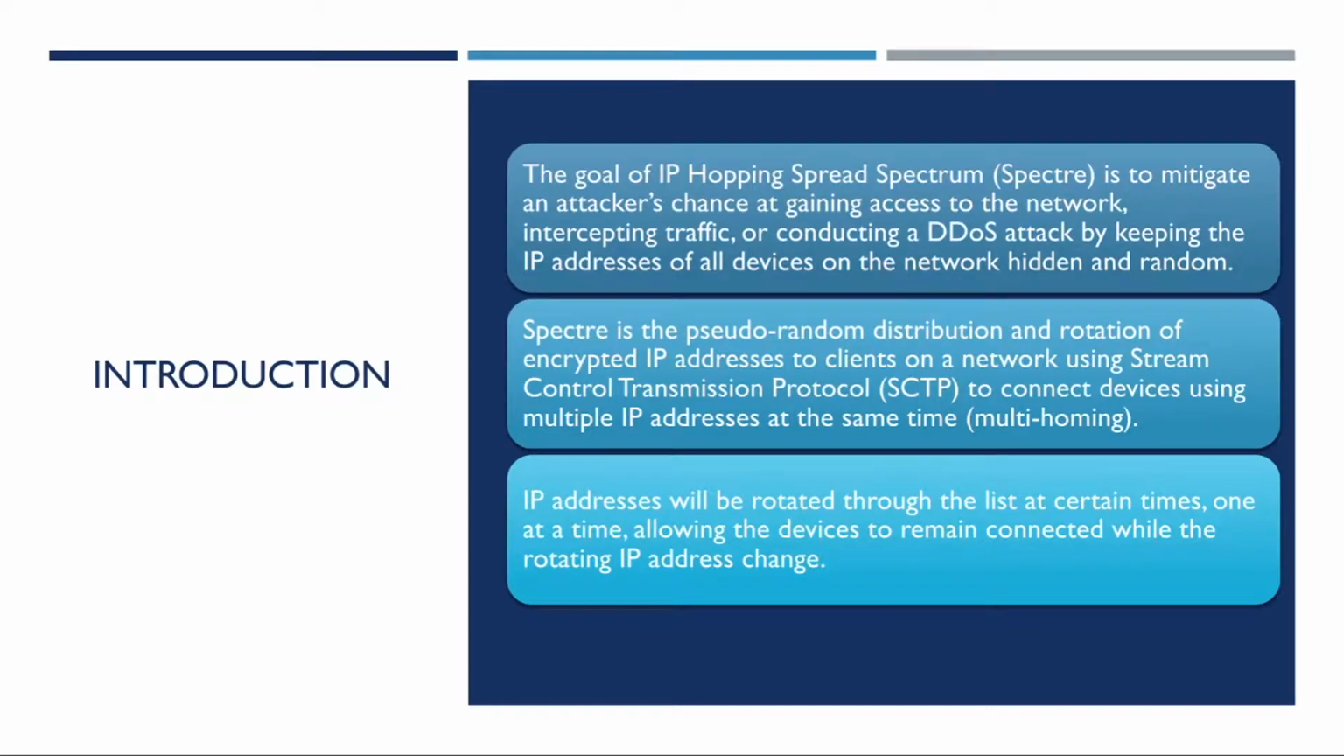This is done by keeping the IP addresses of all devices on the network in Spectre hidden and random, or pseudo-random. Spectre will be the pseudo-random distribution and rotation of encrypted IP addresses to clients on a network using Stream Control Transmission Protocol, that is SCTP, to connect the devices using multiple IP addresses at the same time. This is called multi-homing. IP addresses will be rotated through the list at certain times, one at a time, allowing the devices to remain connected while the rotating IP addresses change.